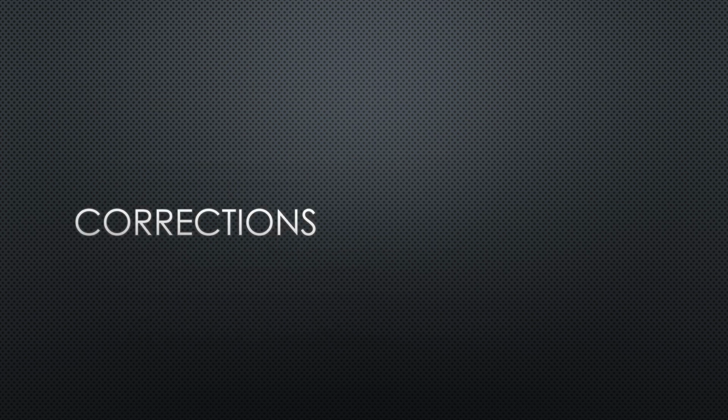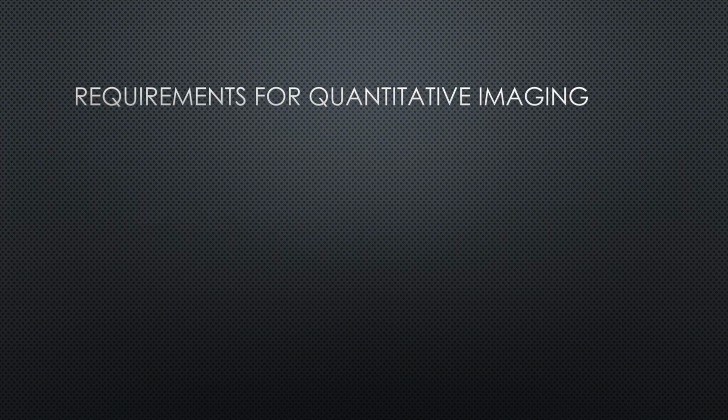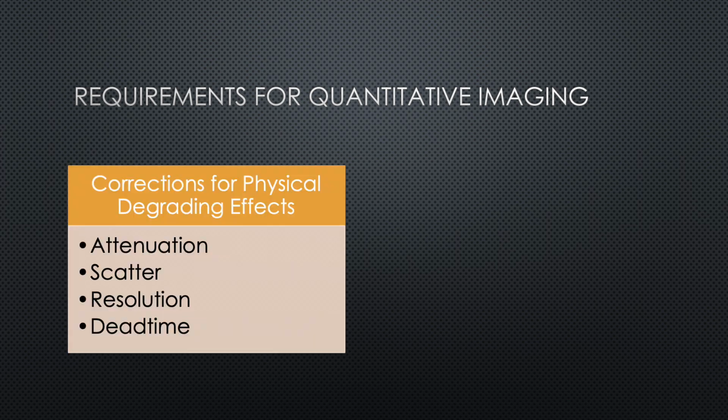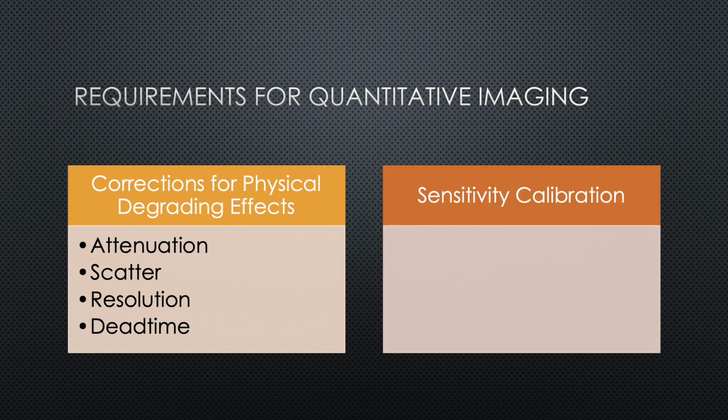To get high quality quantitative SPECT imaging, we need to apply corrections. So we need to apply corrections for degrading effects such as attenuation, scatter, resolution losses, and dead time effects. And we also need to apply a calibration to convert what in SPECT is our native acquisition in terms of counts, to convert those counts into activity concentration.